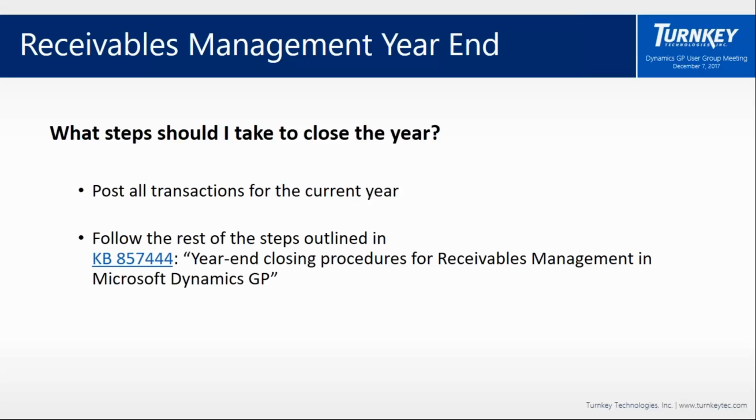Okay, so what are the steps? If you notice, they're all going to be similar. If you know one module in GP, you're going to be able to figure out how to do the steps in all the other modules as well, because they're all built pretty much the same, just different things. Receivables is sales oriented, payables is obviously vendor oriented. So again, just make sure all your transactions are posted for the current year. If you want to look at the other steps, again, the backups, things like that, we've got that knowledge base 857-444.